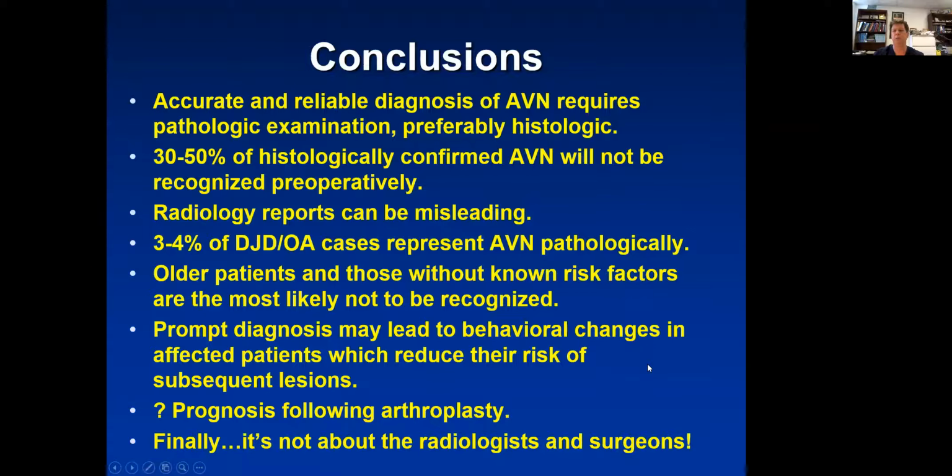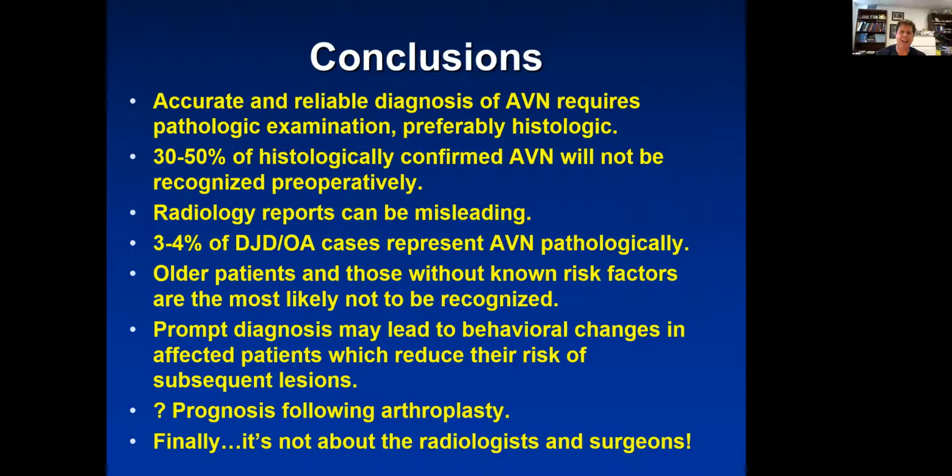So what are our conclusions from this study? Again, I told you this is part of a larger arthroplasty pathologic examination study, which doesn't include things like pseudogout and incidental neoplasms, amyloid, etc., which will be forthcoming. I just wanted to focus on AVN here. But what I think we can safely conclude, not just based on the Cleveland Clinic experience but based on other institutions, particularly those that are more meticulously examining their femoral heads pathologically, is that accurate and reliable diagnosis of AVN requires pathologic examination, preferably histologic.